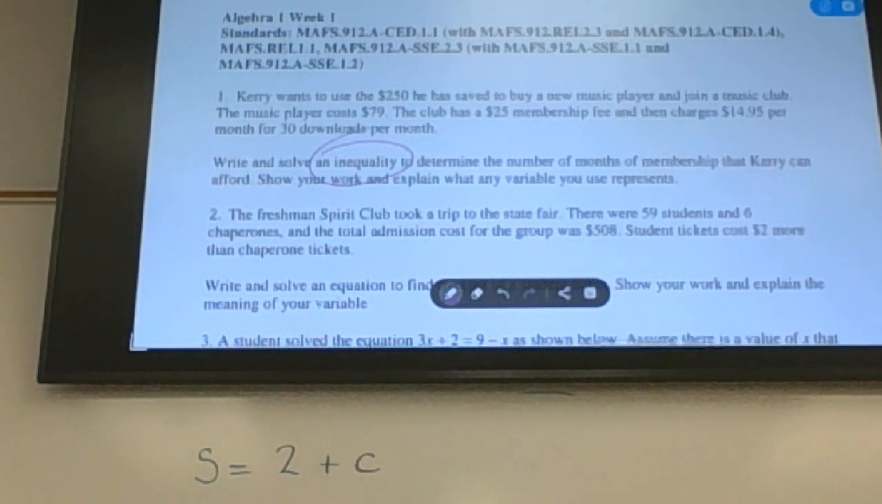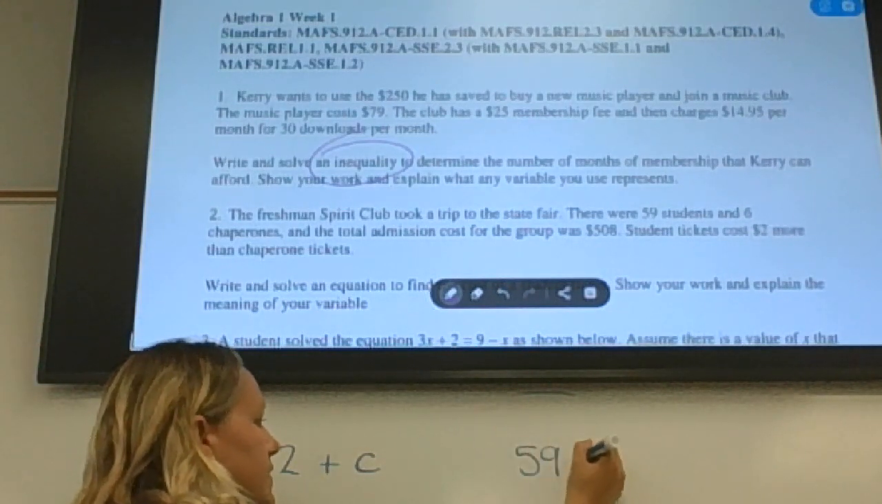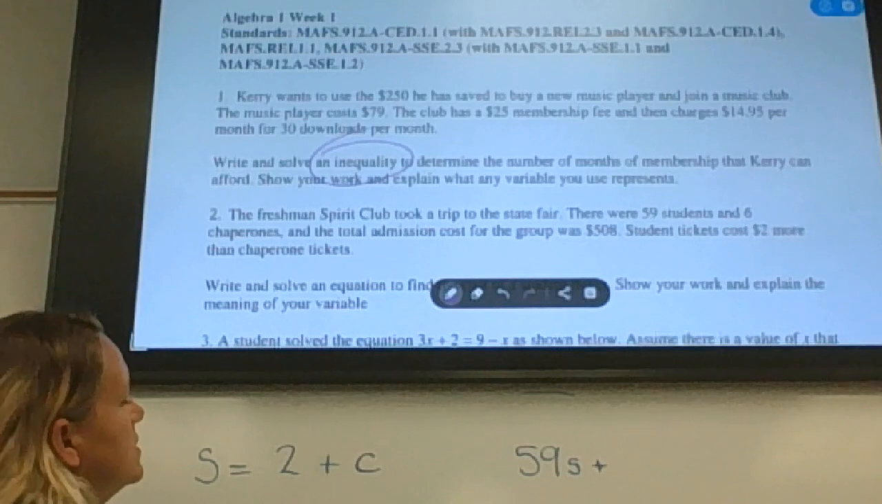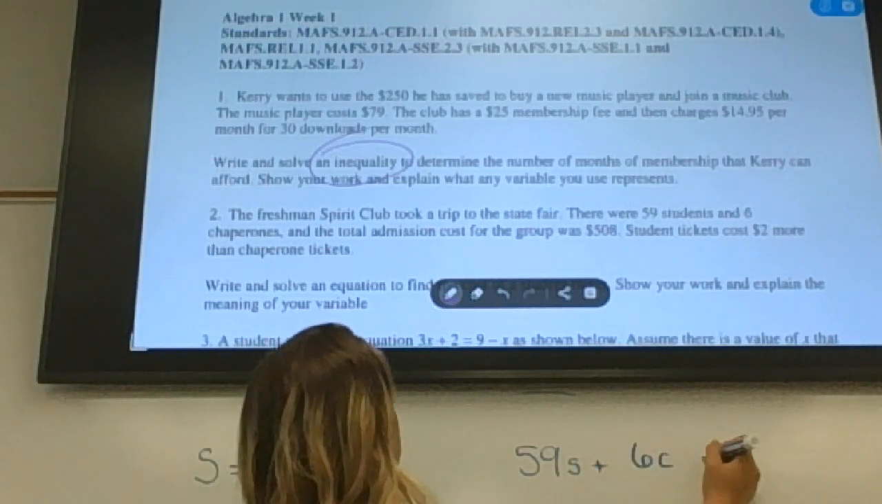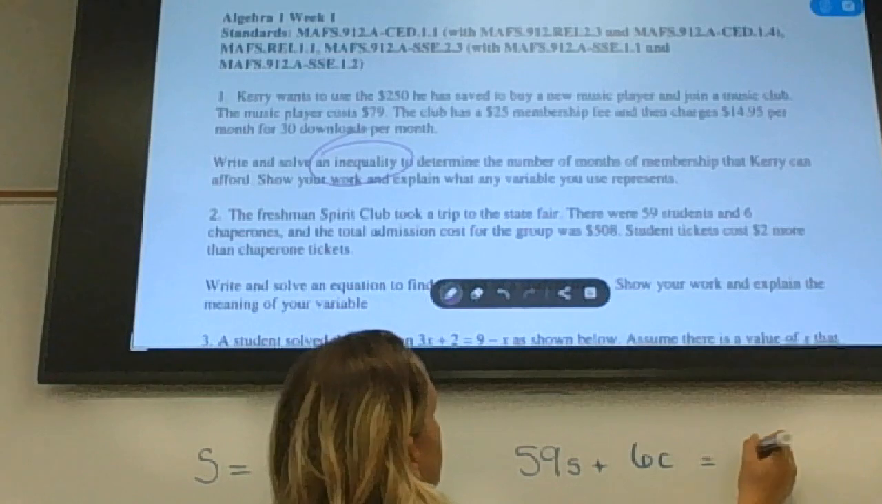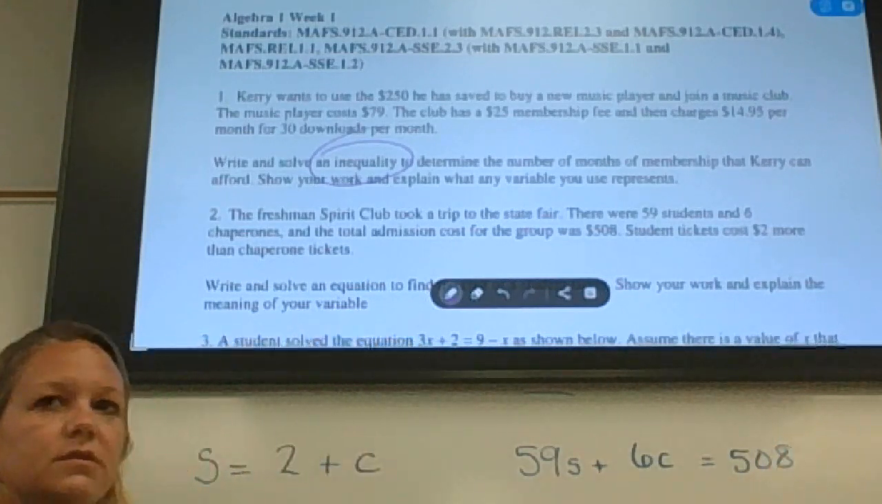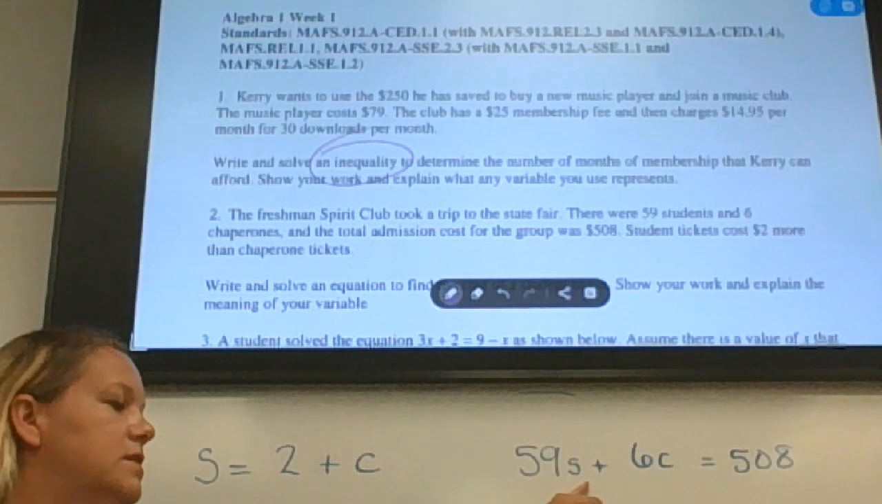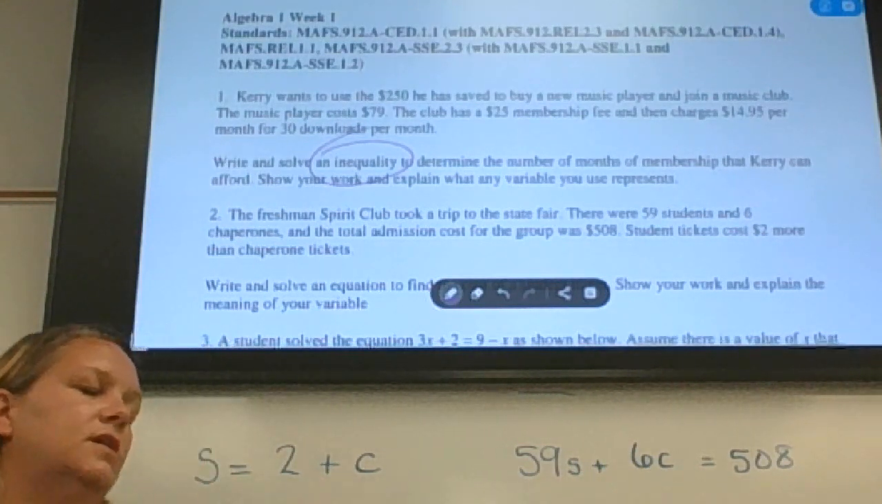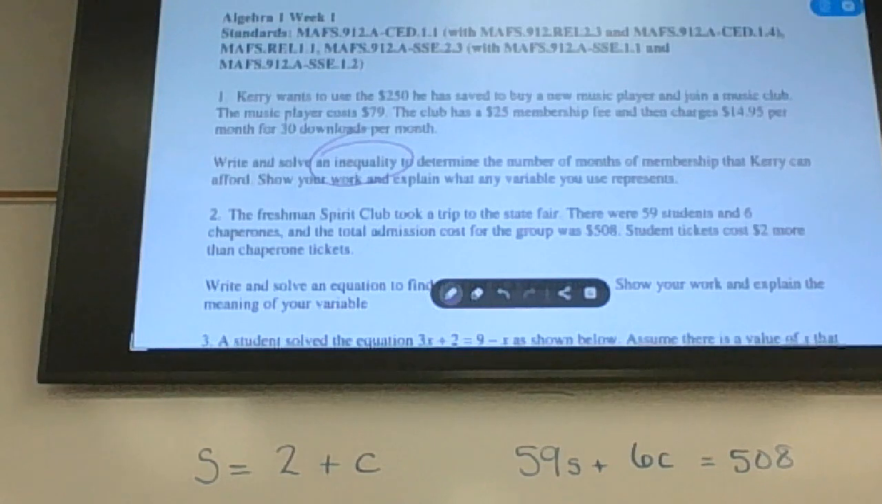Alright, so student tickets cost 2 more than chaperone tickets. That's the first equation I saw. S equals 2 plus C. Student tickets cost 2 more than chaperone tickets. Students equals 2 plus the chaperone tickets. Now, 59 students plus 6 chaperone tickets cost $508. 59 student tickets with 6 chaperone tickets gave us $508 as a total cost.